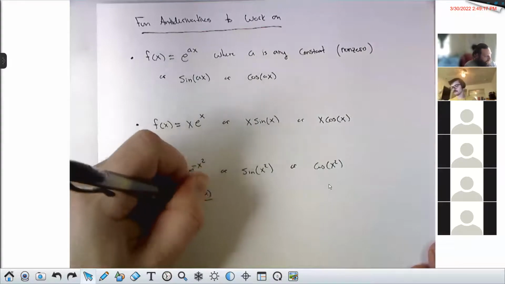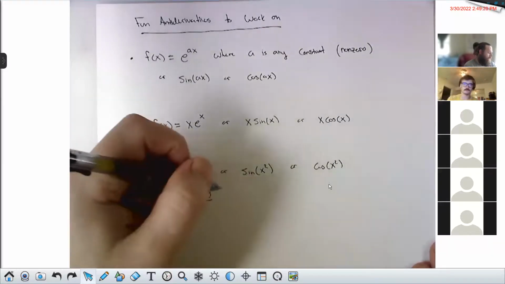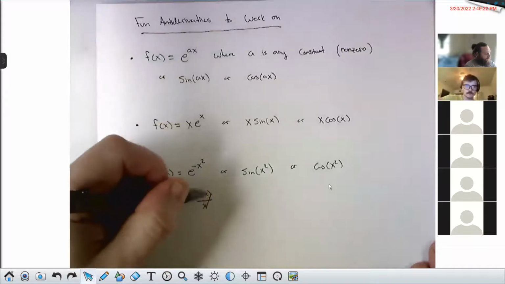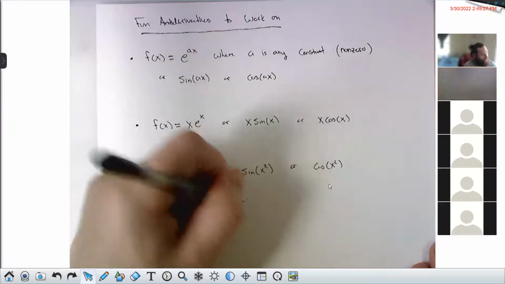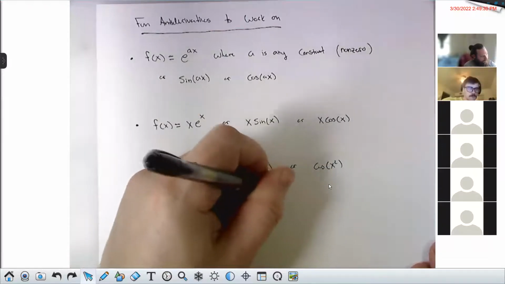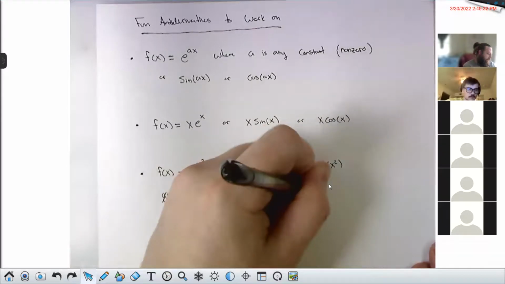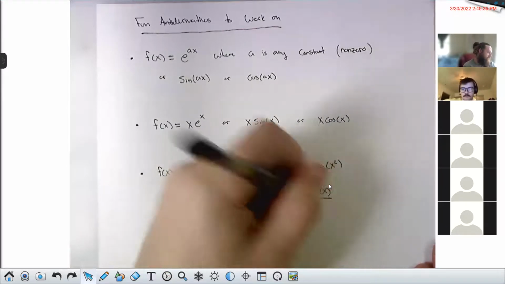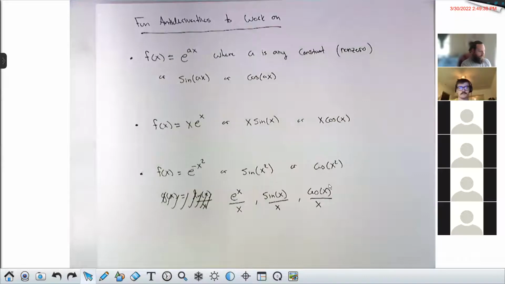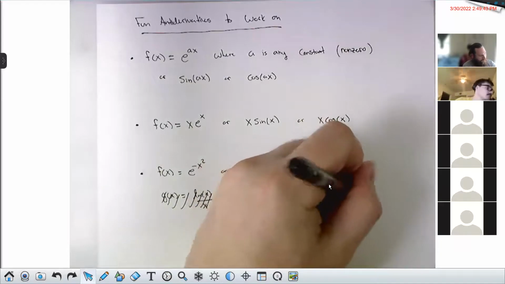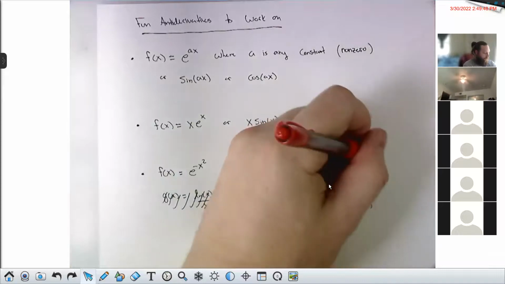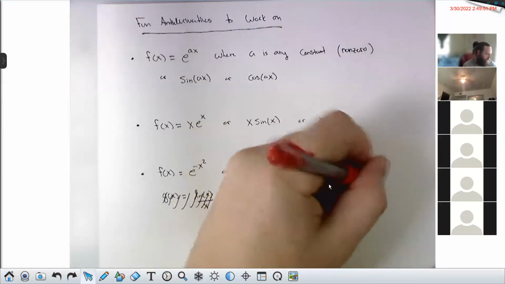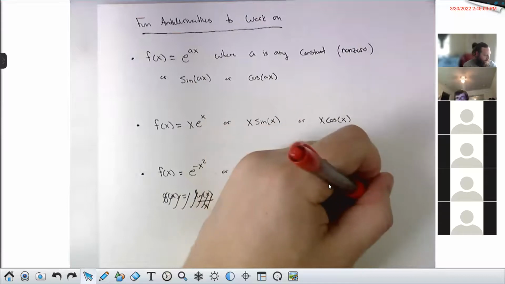Natural log of x over x. Oh, actually, no, this one's not bad. I take this one back. e to the x over x, sine x over x, cos x over x. I'll just tell you, these are impossible. Another one that is impossible is x over ln x. Not only do you not know how to do these, nobody knows how to do these.